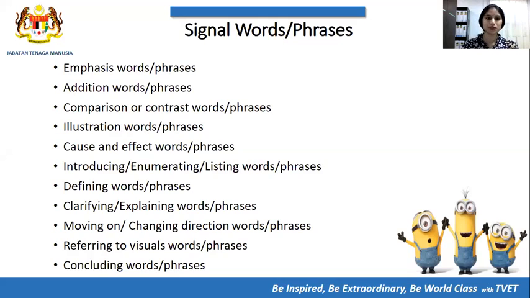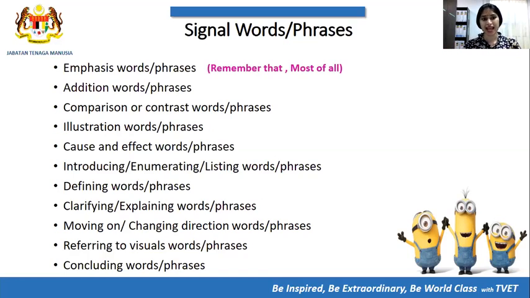Let me summarize to you briefly what all these signal words are about. First of all, what are signal words? Signal words are the connectors between the ideas. Or if you want to draw out examples, you can use signal words to draw out the examples. Now let's look at the first one, emphasize words. If you want to pay particular attention to certain things, you can use these emphasize signal words, like remember that, or most of all, to pay attention.